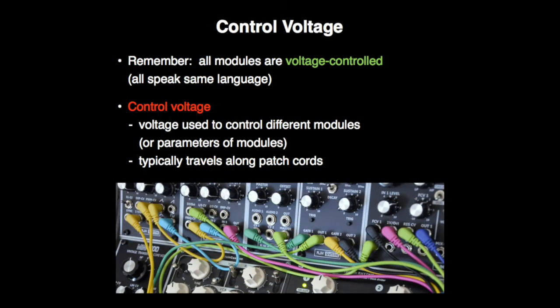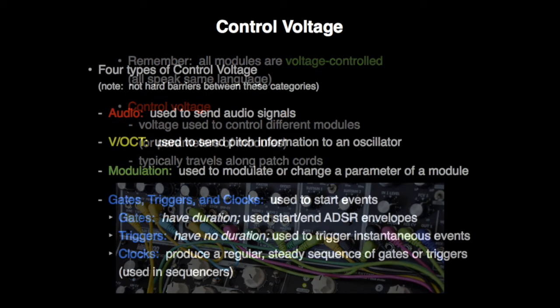So control voltage is a really important idea that we're going to be coming back to again and again. But I just want to give some introductory information on the topic for today. So remember, all modules in modular synthesis are voltage controlled. They all speak that same electronic language. And so a control voltage is simply any voltage that's used to control different modules or specific parameters of those modules, like the pitch of a VCO or the cutoff frequency of a filter. And control voltage is what travels across a patch cord from one module to another.